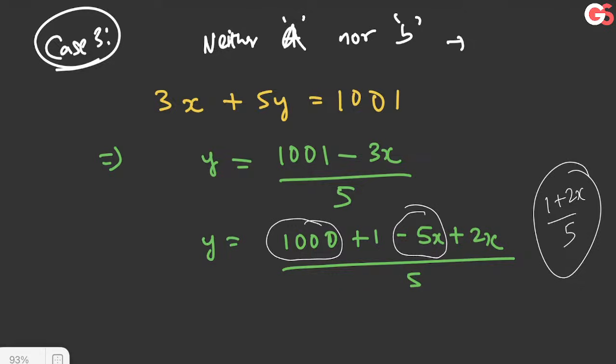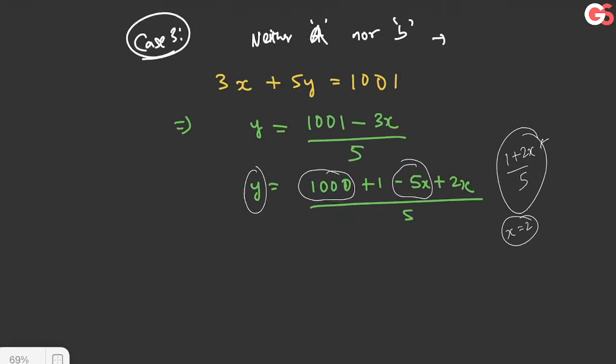And if I want this to be a natural number, an integer, then 1 plus 2x must be a multiple of 5, which is possible when x is 2. This is something we can do orally, mentally, right? 5 is a multiple of 5, and 1 plus 2 into 2 is 5. So we got x as 2. Is that clear? The moment we got x as 2, everything else remains the way it was earlier.